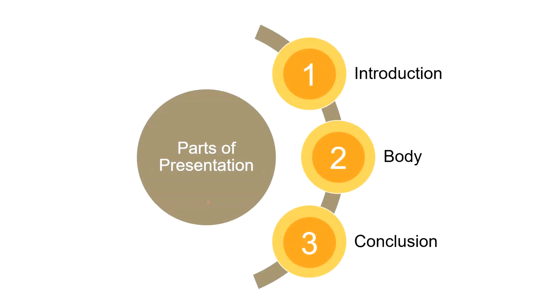Now we are going to discuss the parts of presentation. Every presentation has three main parts, that is introduction, body and conclusion. Basically, an introduction should take around 10 to 15% of your presentation time, while you should allocate 75% of your time towards your body and the remaining 10% should be for conclusion. Come, let's discuss each part in detail.